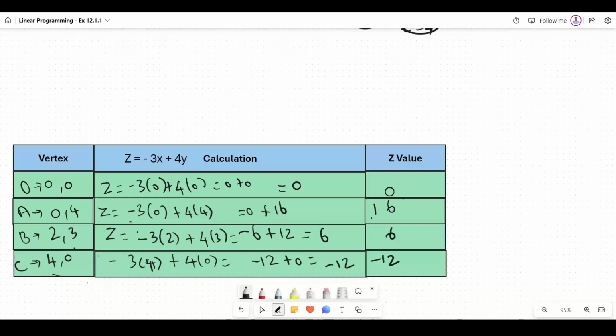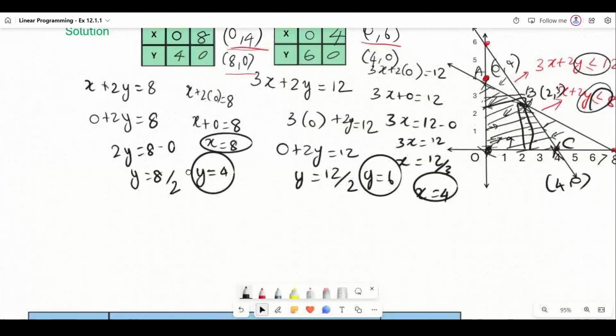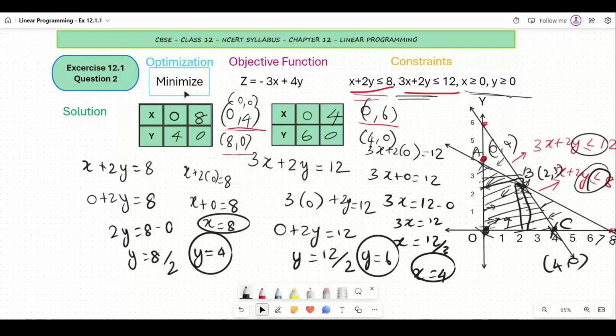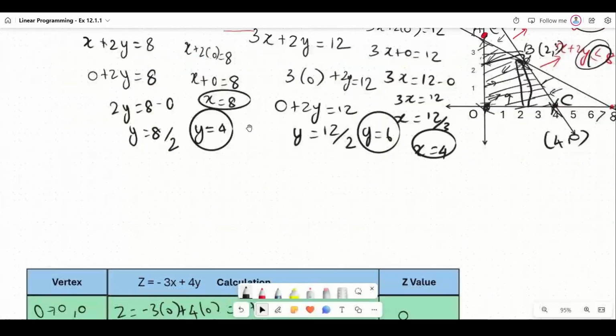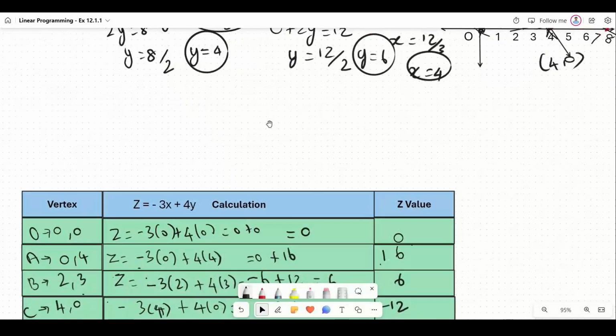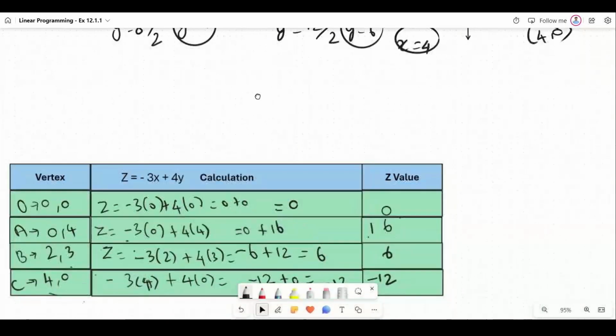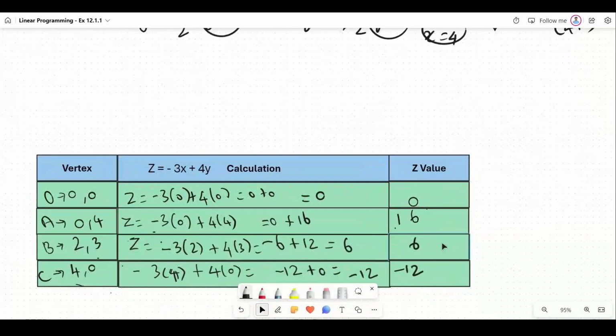In this question, they have asked us to find the minimum value. It's not the maximum value. That is where we need to be very, very careful and answer it properly. So in this case, the minimum value is minus 12. That is what we have got, and that would be the right answer, minus 12. And what is the corner point here? The corner point for that vertex C is 4 comma 0.